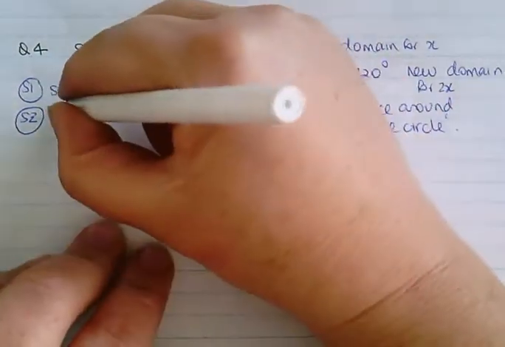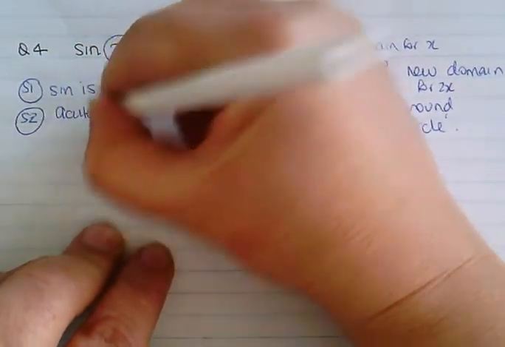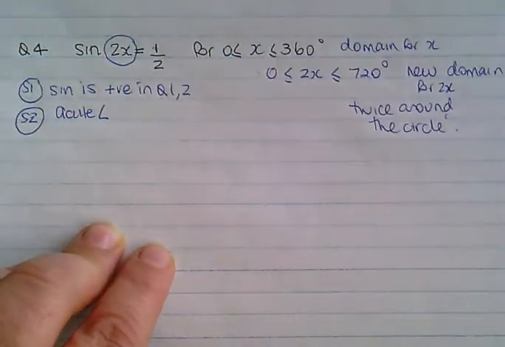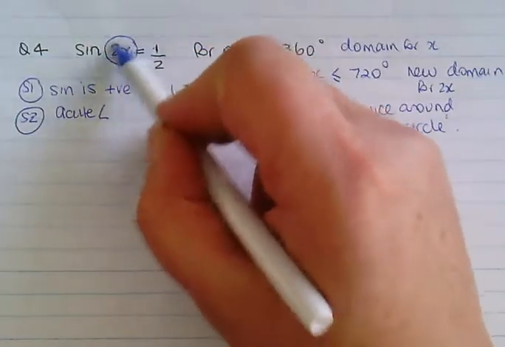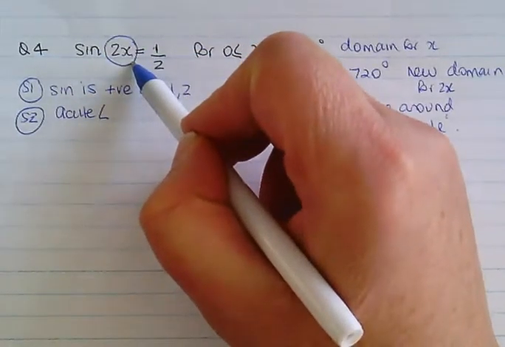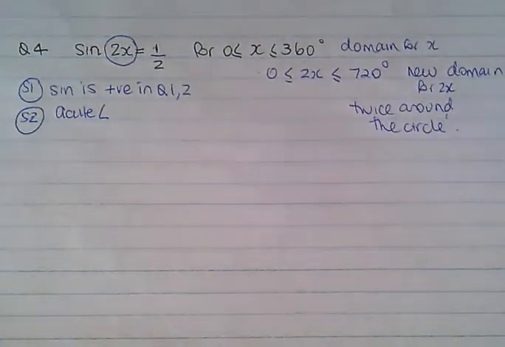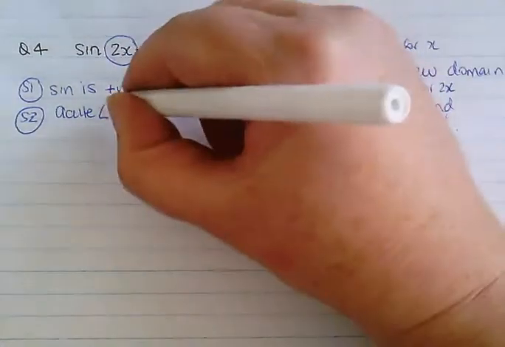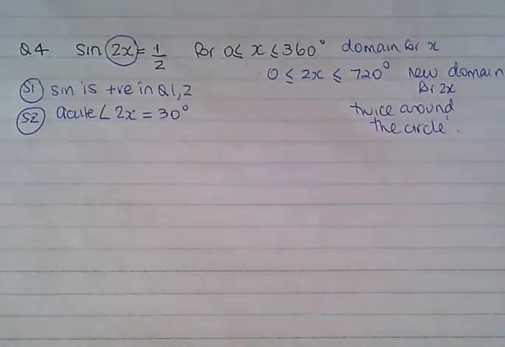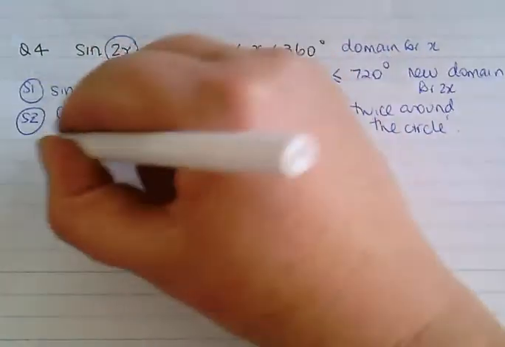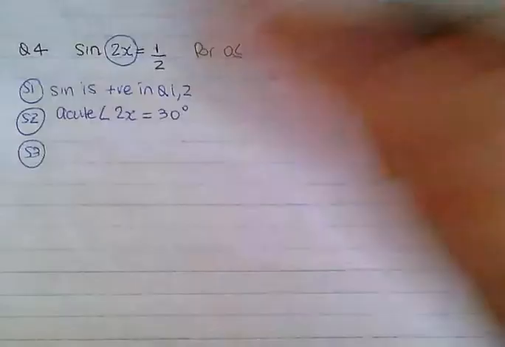What's my next thing? So acute angle 2x, not acute angle x. Sine of what? The what is 2x. Sine of what is a half? 30. So acute angle 2x is 30 degrees. Not acute angle x, the 2x itself. See how I've circled it? The acute angle of that is 30. So now let's start writing up my solutions.